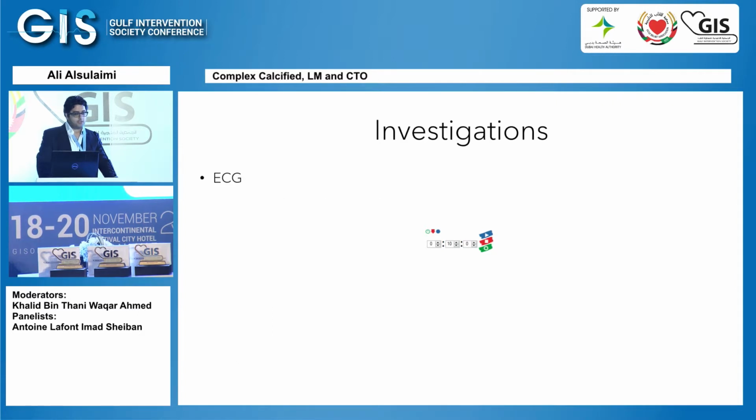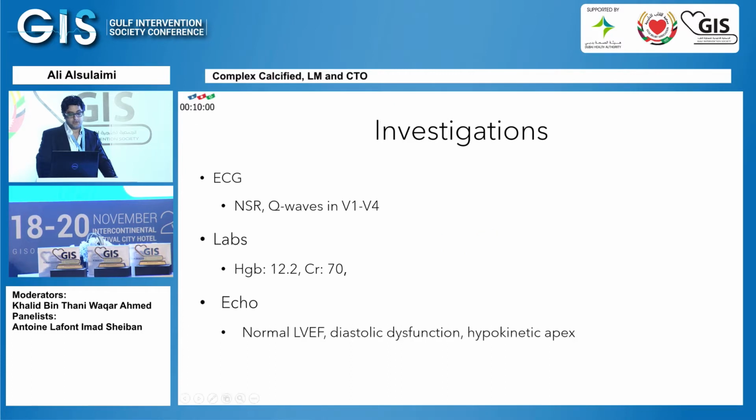These are the investigations. She did an ECG, it showed normal sinus rhythm, some Q waves in V1 to V4. The labs, pretty much normal hemoglobin and renal function. She had an echo done, showed normal left ventricular function, diastolic dysfunction, and hypokinesia of the apex.